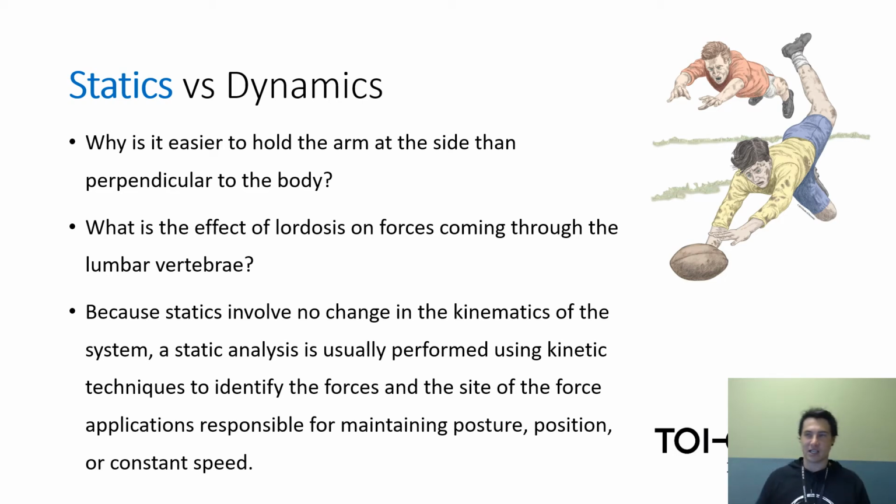the effect of having an unneutral spine might have on the muscles that create stability through a static posture in your torso, and what happens to the rest of the body to compensate for that?